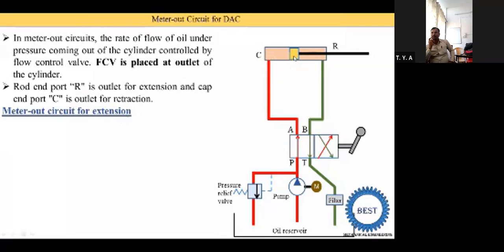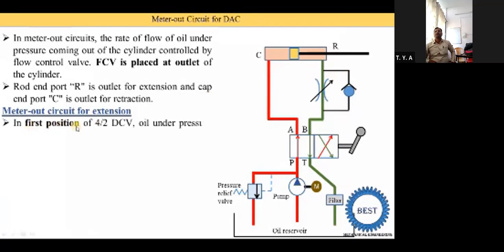When the piston extends, the oil present on the rod end port is pushed out on this side, meaning this is the outlet and this is the inlet. So the flow control valve is provided on the outlet, according to the name. Here you see the flow control valve is put on the outlet side, and this is a variable speed flow control valve, with its inlet and outlet connected with a check valve.